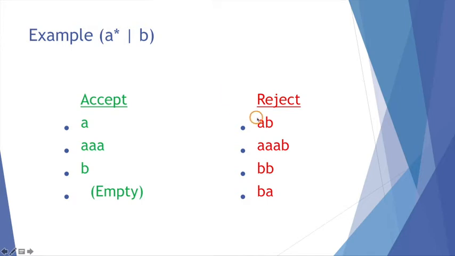However, if you have A, B, that means you do not satisfy this expression, so you will be rejected. Same as AAAB, or if you have 2 B's, or if you have BA, that will also be rejected.